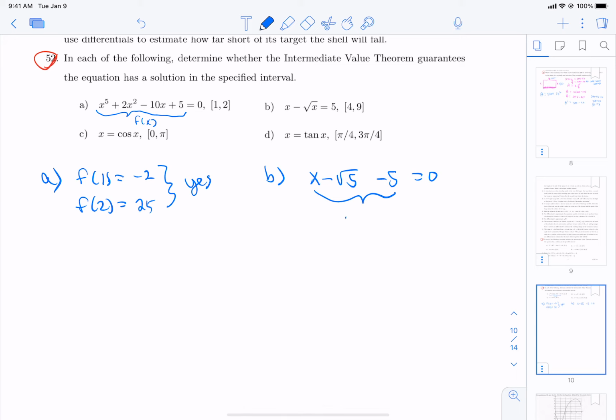Let's call that f of x. Now, is it continuous? Well, between 4 and 9, a square root is continuous, because it's continuous on the positives. So it's fine. If we plug in 4, we get 4 minus 2 minus 5, which is negative 3. If we plug in 9, we get 9 minus 3 minus 5, which is 1. That's a yes again.